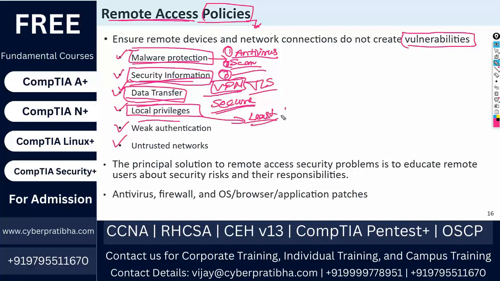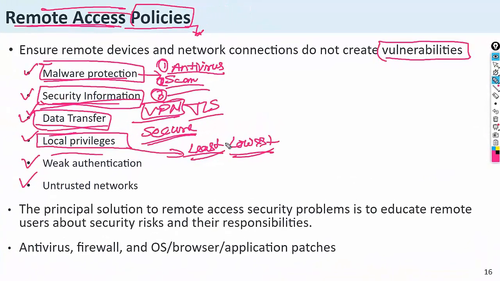Least means lowest privilege, because when you are going to access any system remotely, you don't need high privilege on your local system. If you have the lowest privilege, like a normal user, you can access the system remotely. If you are an admin user, you can also access the remote system, but admin is not required, only the lowest privilege is required.